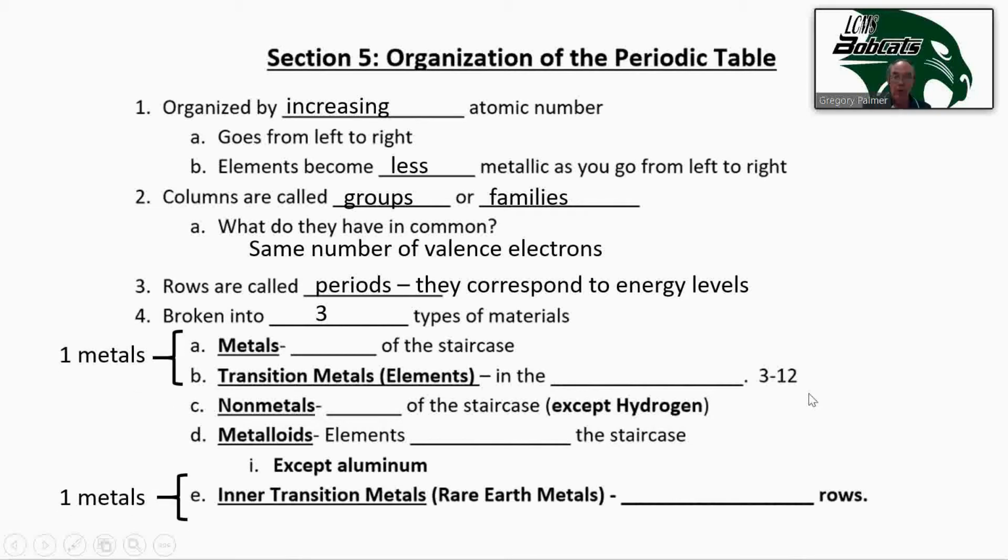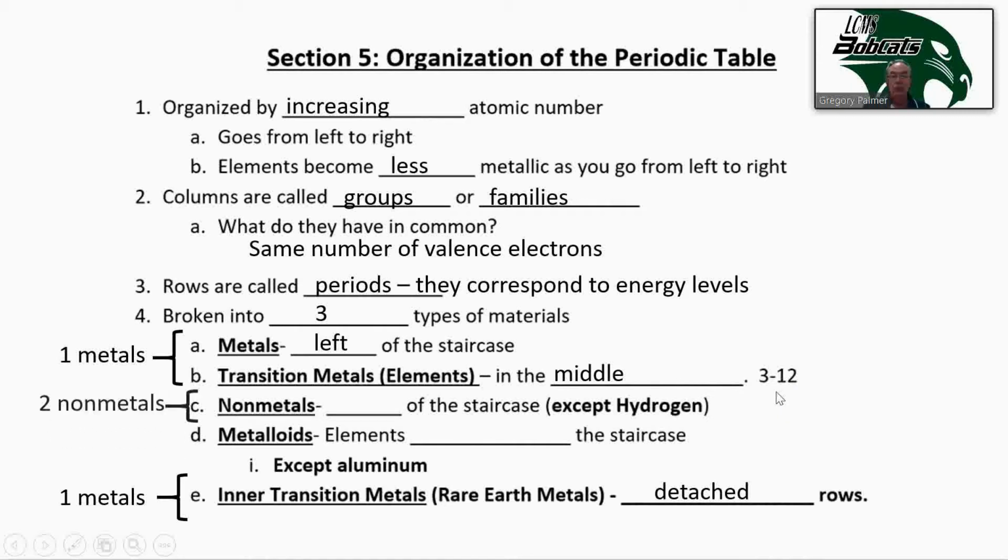The first big group are the metals. All the metals are to the left of the staircase. The inner transition metals are those 2 detached rows that look like they're cut out. The transition metals are the ones that are in the middle in families 3 to 12. A lot of times they say B groups.